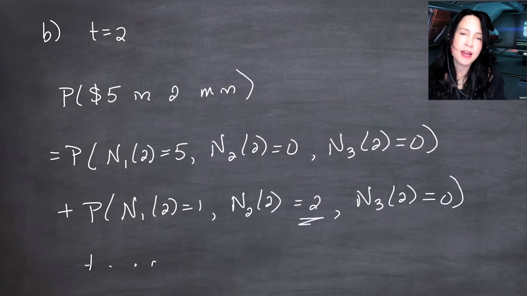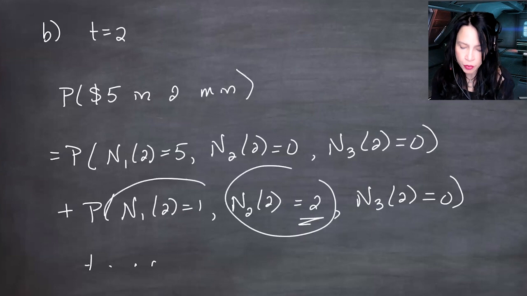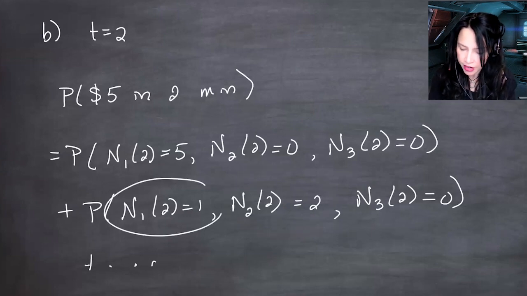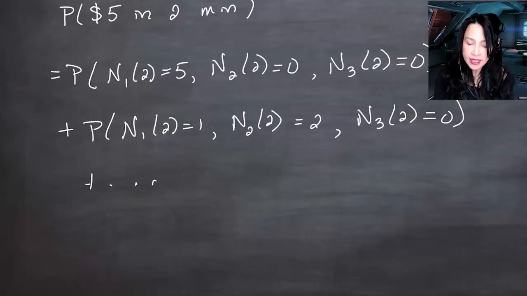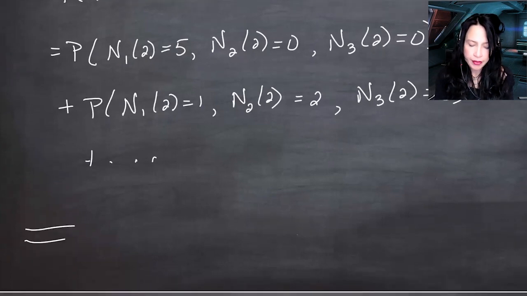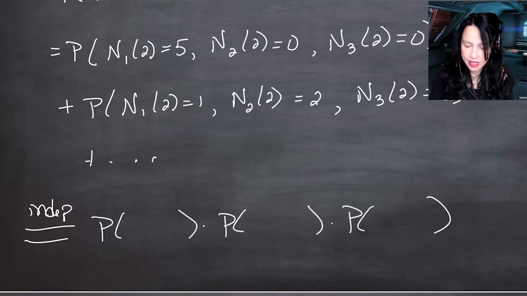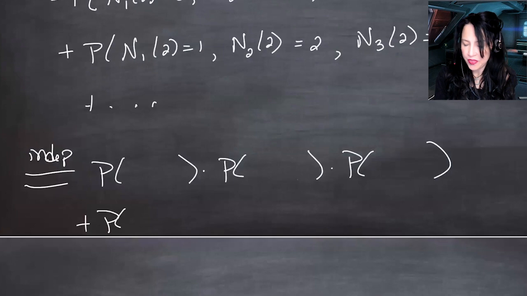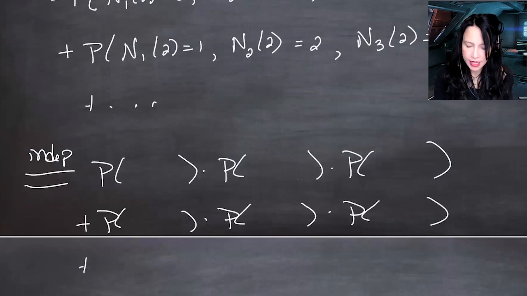Because if we get 2 type 2 vehicles, they're each bringing in $2. So that's a total of $4, and there's another $1. So you just have to figure out all the ways to get $5. And in each of these cases, these random variables are independent. So you get to break all of these up by independence. You'll get a probability times a probability times a probability plus, just write them out, and you don't have to simplify or combine anything.